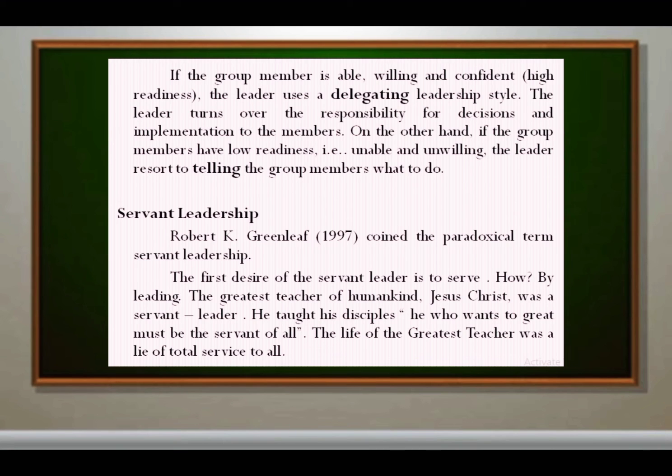The servant leadership. Robert K. Greenleaf in 1977 coined the paradoxical term servant leadership.